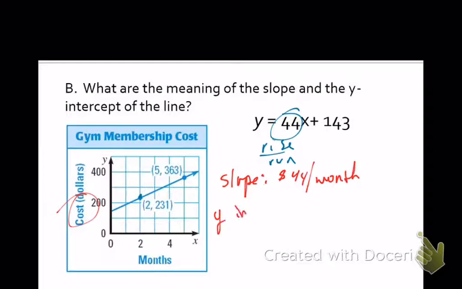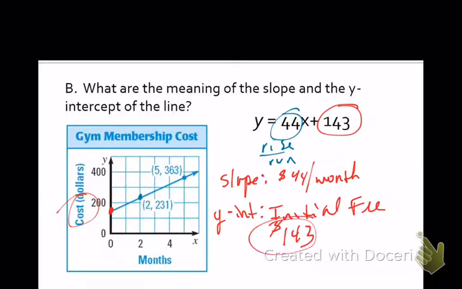The y-intercept. You always end up on the y-axis when your x-coordinate is 0. And in this particular case, when x is 0, that means you have not been a member of the gym for any months. So why is there a number involved? Right? You haven't had to pay a monthly fee yet. So what's the 143? The 143 is the cost that you have to pay. It's the amount you have to pay even before you become a member. So it must be the initial membership fee, the initial fee to join the gym, $143.